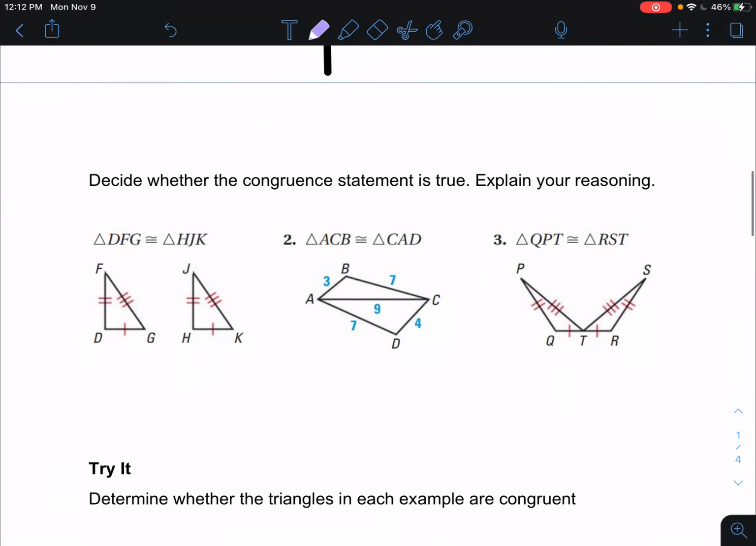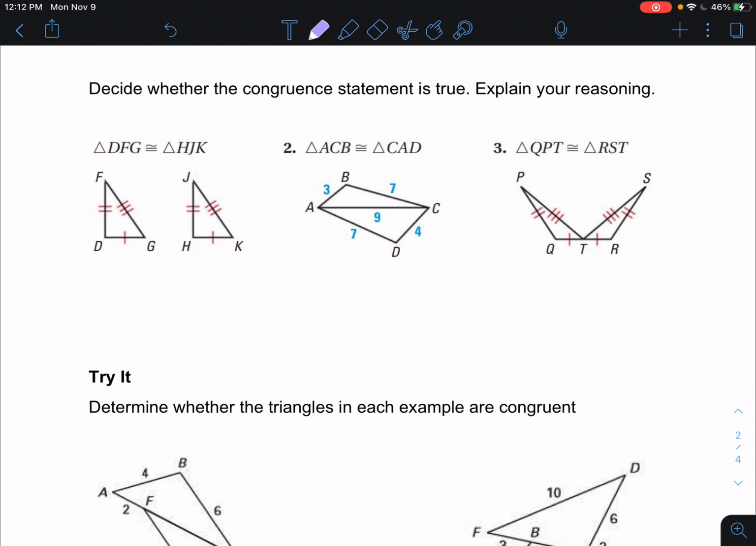All right, let's determine whether or not these statements are true. This is a statement, and we have to prove whether or not it's true. Triangle DFG is congruent to triangle HJK. Let's make sure their tick marks line up. So if I start with D, and I'm going up to F, all right, 2 tick marks. Let's see if that matches. H, going up to J, 2 tick marks. So far, we're in the clear.